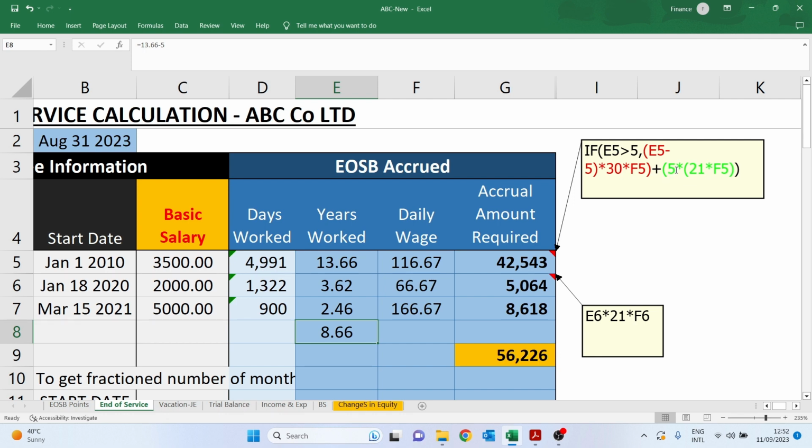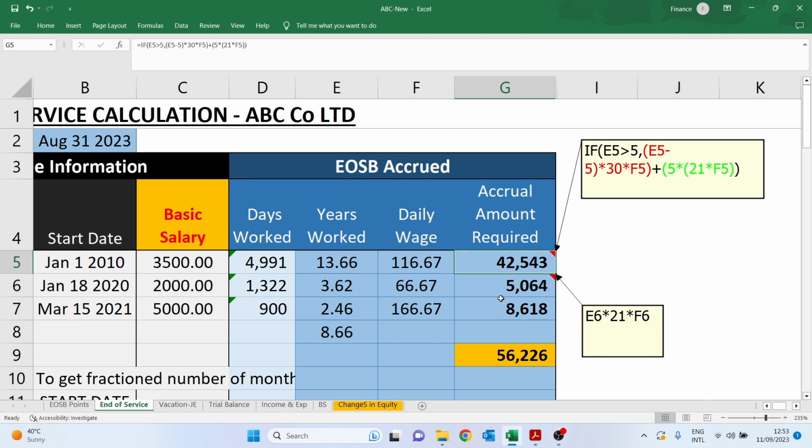And the second part will be 21 days for the first 5 years. That means 5 years into 21 days into his total wage. So 5 into 21 into F5, where F5 is the total wage. This gives us the total accrual as of 31st August required for Mr. X.